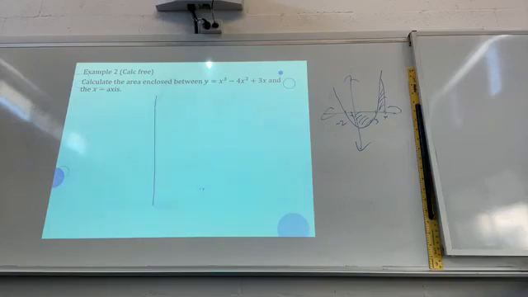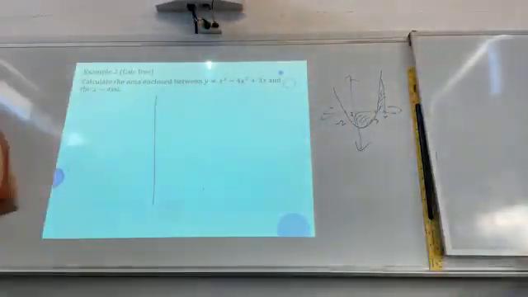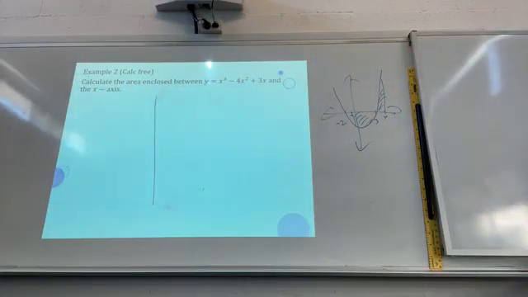Now, the thing with this is you really don't know what the area bound between the curve and the x-axis is. So what's the first thing you need to do? Roots. Count 3. Roots, yes. Find the roots and then sketch. Factorize it, find the roots, and then sketch.